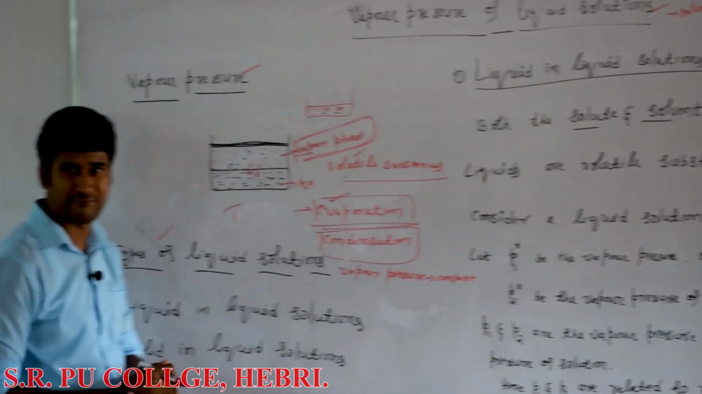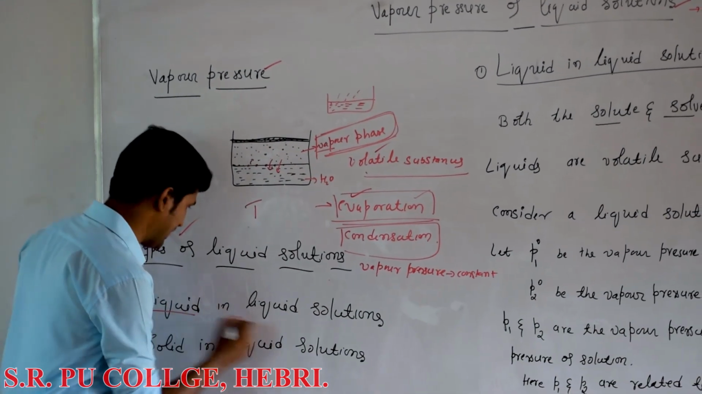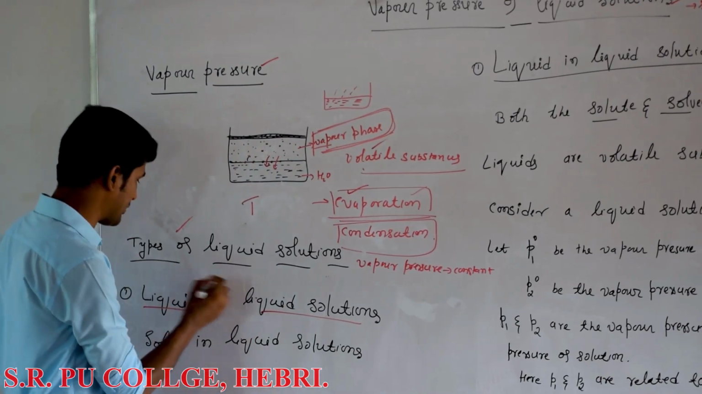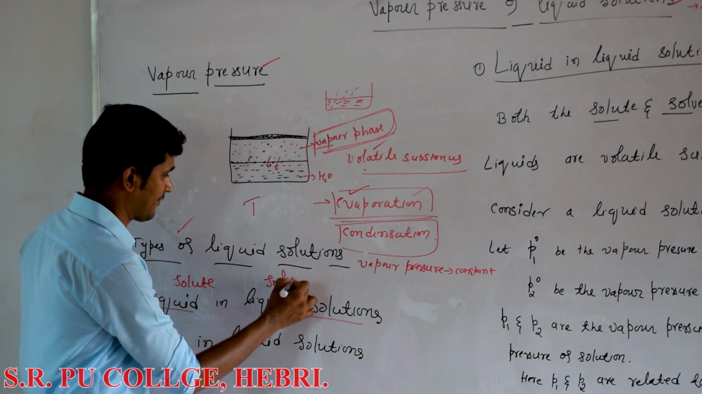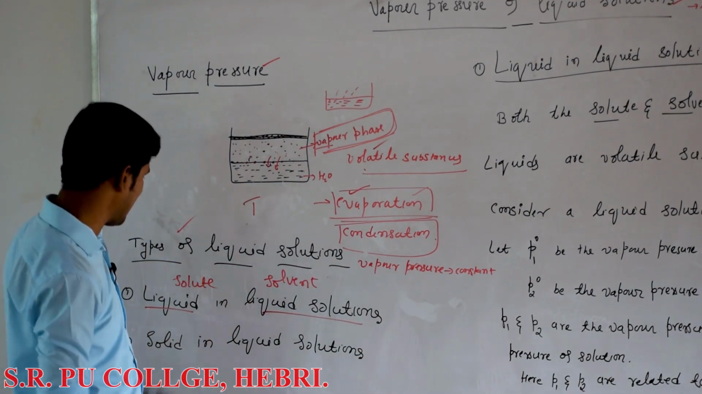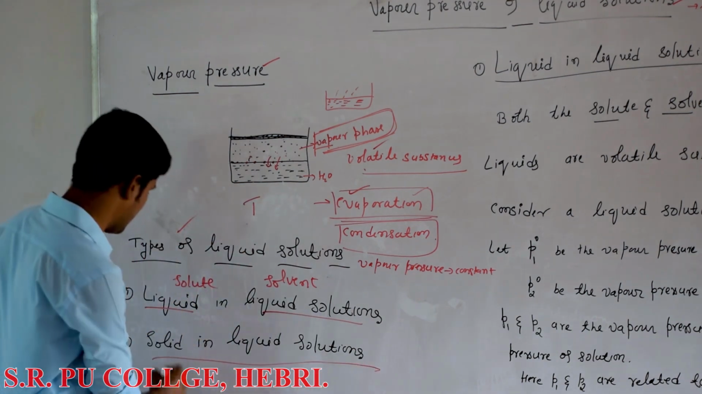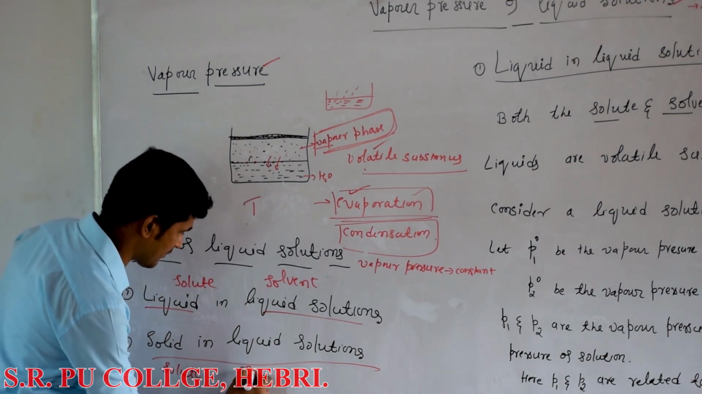There are two types of liquid solutions we discuss here. The first one is liquid in liquid solutions. Here both the solvent and solute are liquids. Both the components are in liquid state. The second type of liquid solution is solid in liquid solution. Here the solid is the solute and the liquid is the solvent.